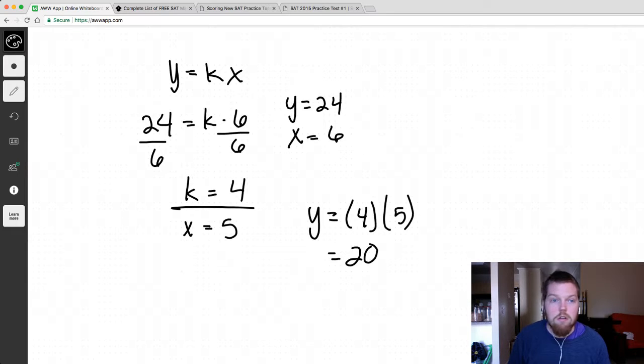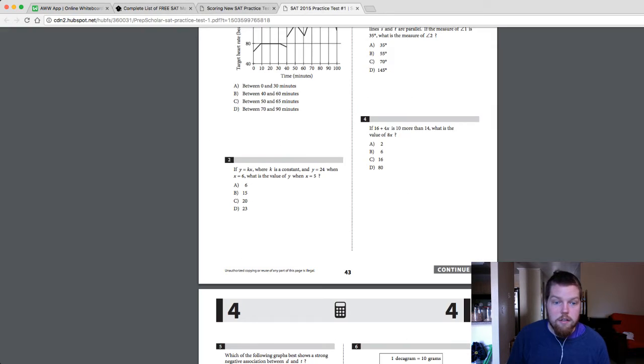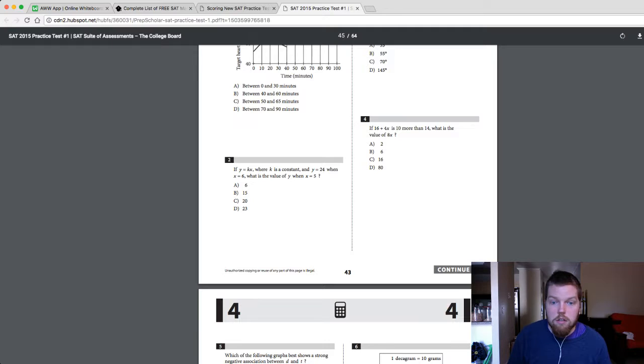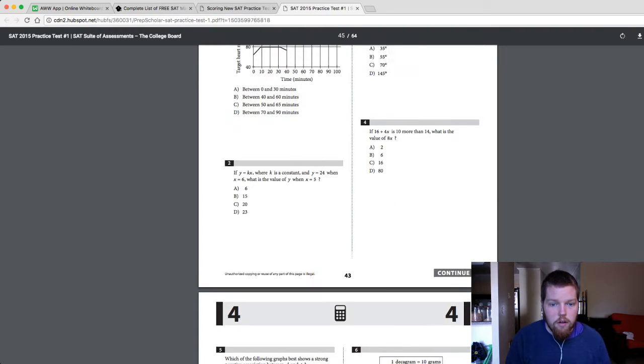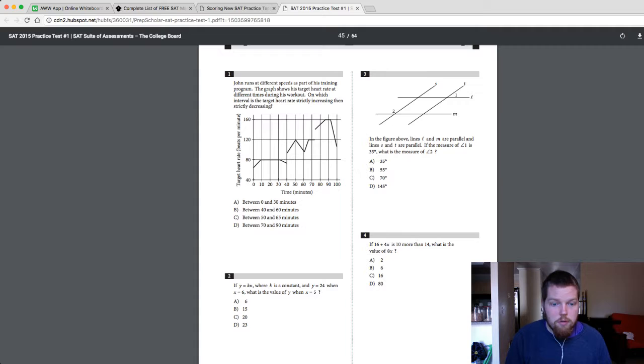20. So we'll go back to the test. 20 is C, so we'll choose C for number 2. C is the correct answer. So the big thing for this problem is just knowing how to substitute in numbers for variables and knowing that you're going to solve for k first and then you need to solve for y the second time, and both times it's just an equation with one variable to solve.